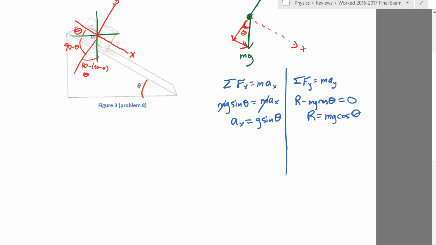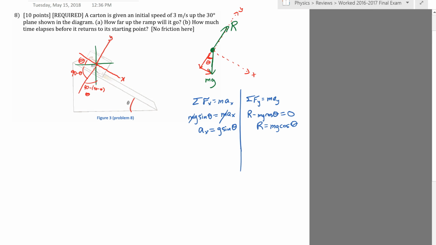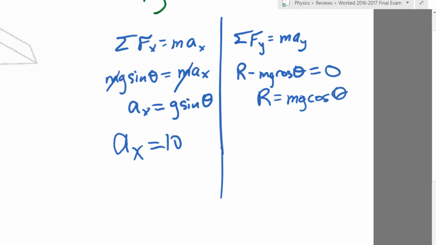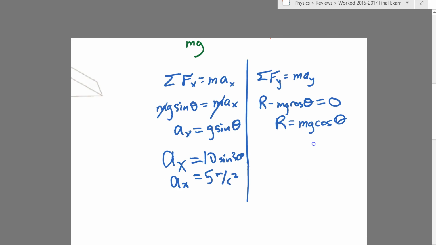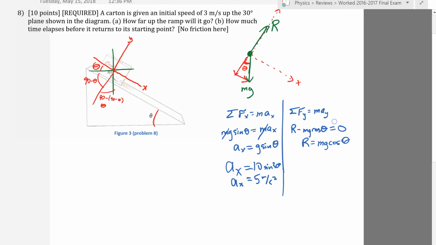All right, with the numbers we have in this problem, the acceleration in the x direction will be 10 times the sine of 30 degrees, which is just a half. So the acceleration will be 5 meters per second squared in the x direction. And remember, our x direction is pointing down the ramp. So it is a positive acceleration because of the way that we defined which way our x-axis was pointing.